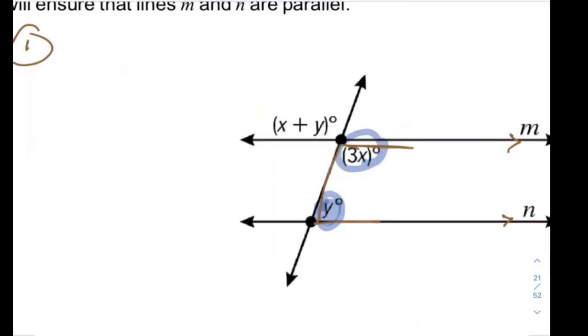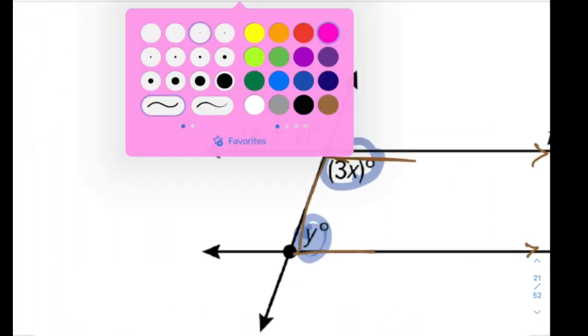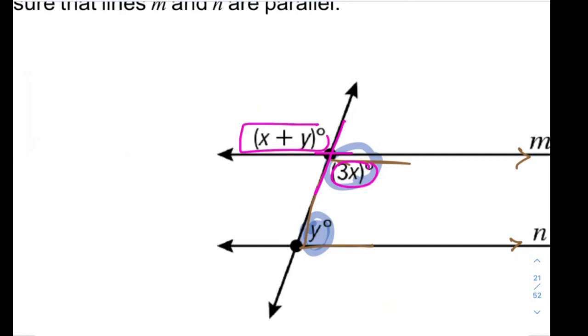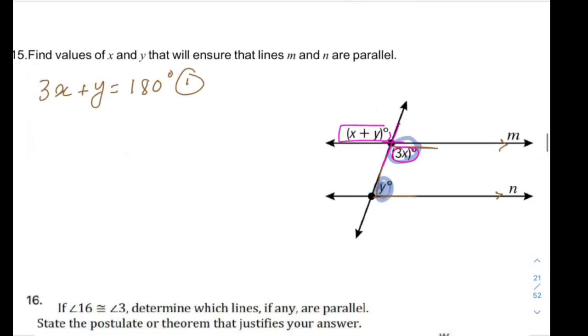Also, we know that the lines here intersect to form vertical angles. That means angle 3x is equal to x plus y. So we can say that 3x is equal to x plus y. And this is equation number 2. Now we have 2 equations with 2 variables. So we can use substitution or elimination to solve for x. Let's see how we can do that.